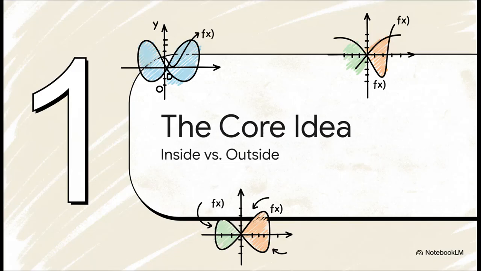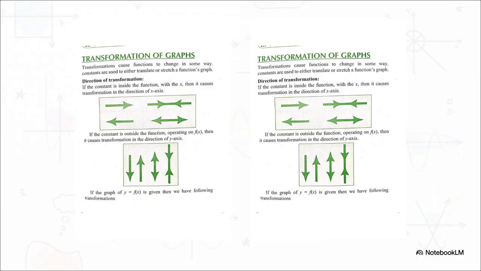Okay, let's get right to the heart of this. Seriously, if you can wrap your head around this one core idea, everything else we talk about today will just click into place. It all comes down to where you make the change to the function. Okay, this right here, this is the golden rule. If you change something inside the function's parentheses, right there next to the x, you're changing the graph horizontally, left and right. But if you change something outside of the function, you're affecting the graph vertically, so up and down. Just burn that into your brain. Inside is horizontal, outside is vertical.